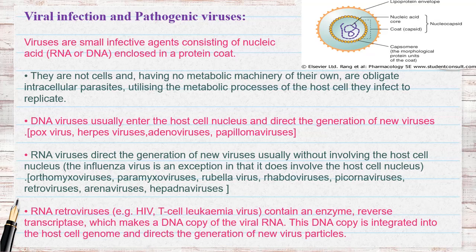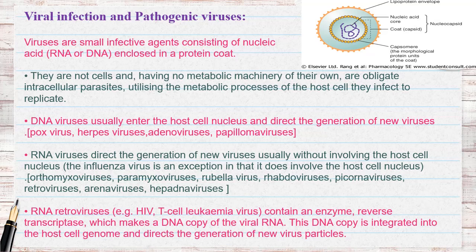The second is RNA viruses. Now RNA viruses, what do they do? Examples of RNA viruses are orthomyxoviruses, which cause influenza, paramyxoviruses, which cause measles and mumps, rubella virus, which causes German measles, or rhabdoviruses, which cause rabies. Okay, so these are all specific RNA viruses.